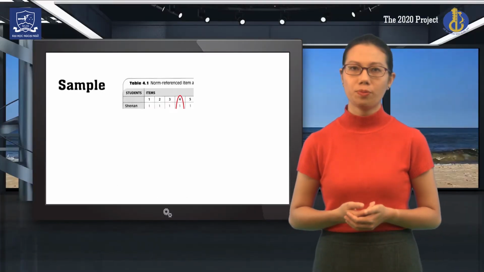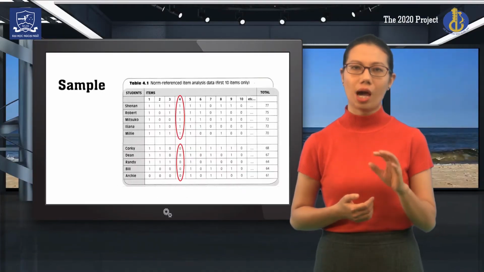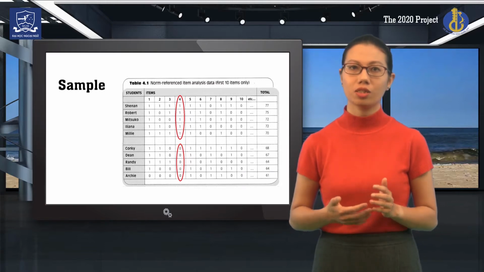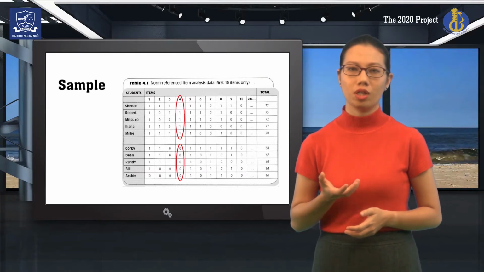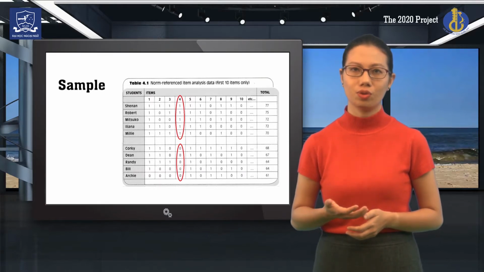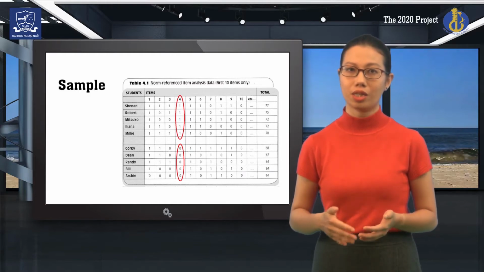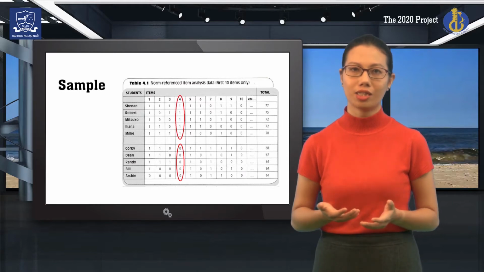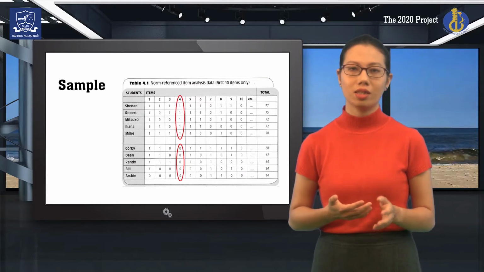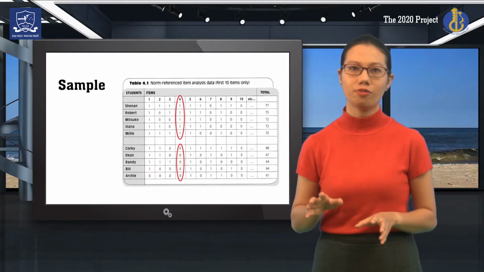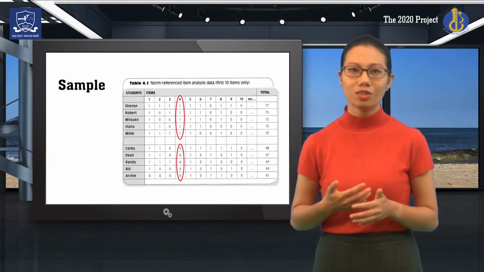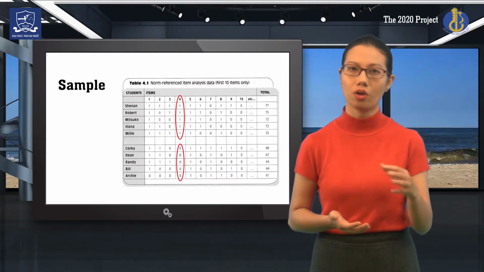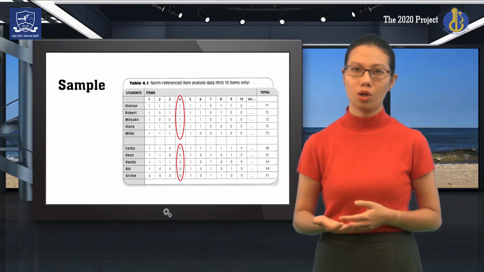For example, in Table 4.1, the IF for the upper group on item 4 is 1, because everyone in that group answered it correctly. The IF for the lower group on that item is 0, because everyone in the lower group answered it incorrectly. To calculate the item discrimination index for this item, subtract the IF for the lower group from the IF for the upper group. This will give you an index of the contrasting performance of those students who scored high on the whole test with those who scored low.